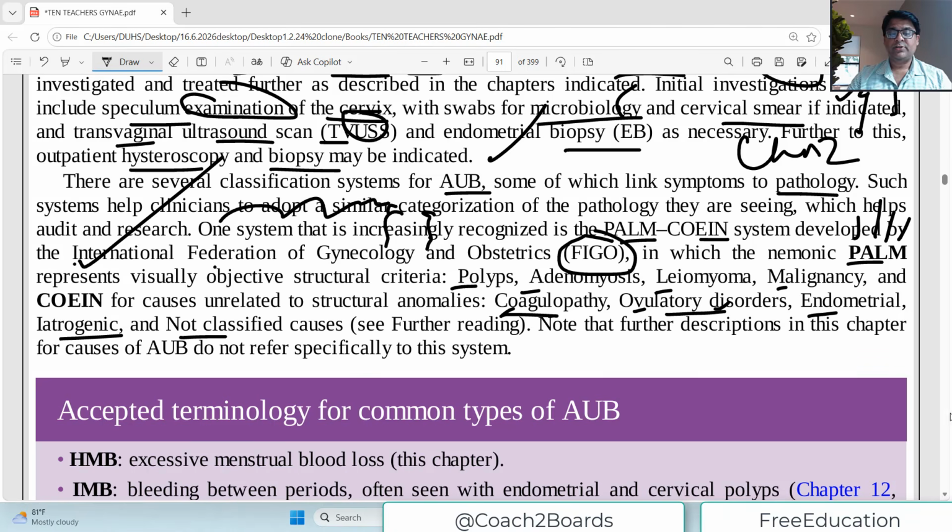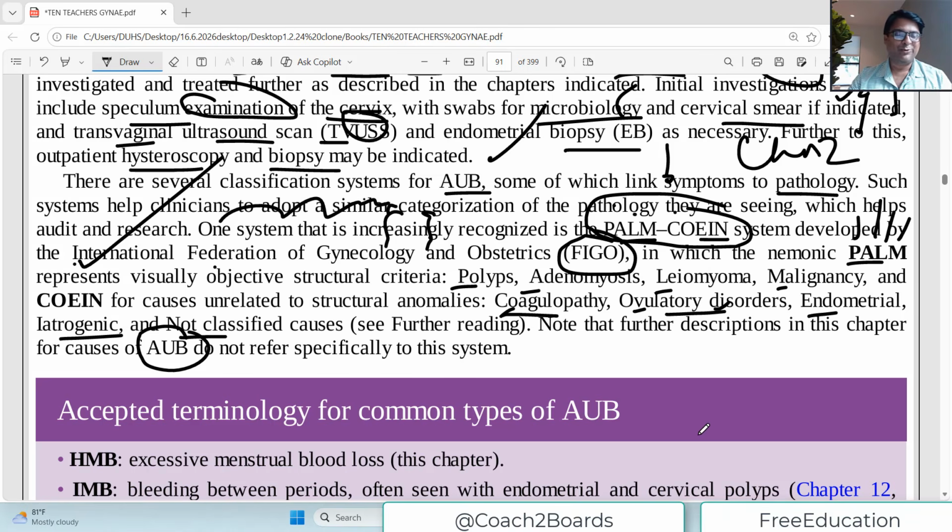Now, note that further description in this chapter for abnormal uterine bleed do not refer specifically to this system. ये आपको एक terminology throw की है इस chapter में कि आपको पता हो कि how do you basically classify. Medicine में या किसी भी field में it is very important कि जब भी कोई आप disease या कोई और field है तो कोई एक system पढ़ रहे हैं, so it's better to systematically approach it. And in order to do so, many people love devising such beautiful terminologies. ऐसे acronyms बनाते हैं, abbreviations बनाते हैं जो easy memorizable भी हों, थोड़े fancy looking भी हों.